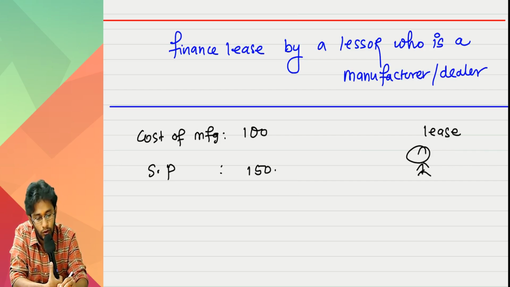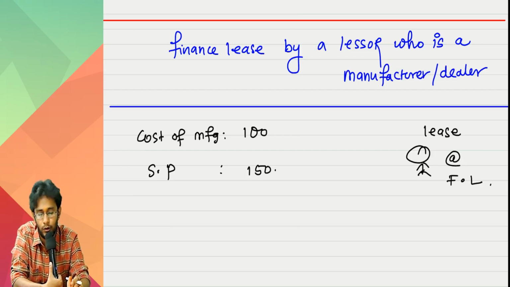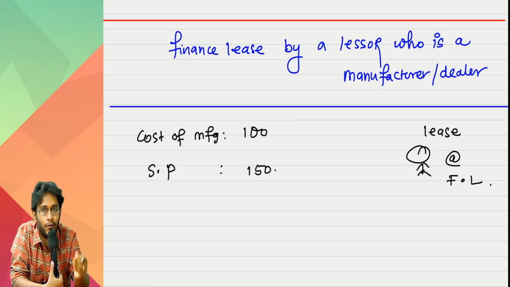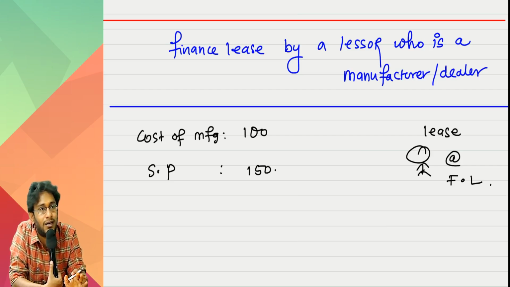That too, you are asking me on finance lease basis. That means, you tell me, sir, how much should I collect from you? Not 150. 150 I will collect if you give me the entire money today. But are you giving me the entire money today? You are giving me over a period of time. So how much should I collect from you now? 150 plus interest income also.